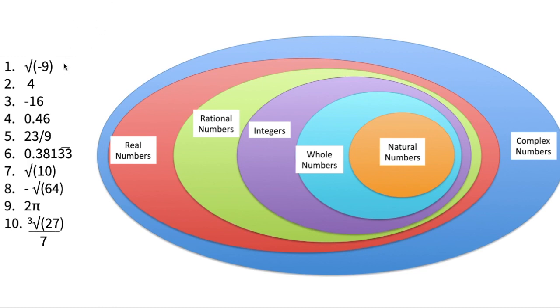Let's classify these numbers. Magsimula tayo sa square root of negative 9. Square root of negative 9 is equal to, what's square root of 9? 3. Square root of negative 1, that's i. So, saan mapupunta ang 3i? 3i is a complex number. Pero real number ba siya? Hindi. So, dito lang siya sa labas ng red oval, pero nasa loob siya ng complex numbers.